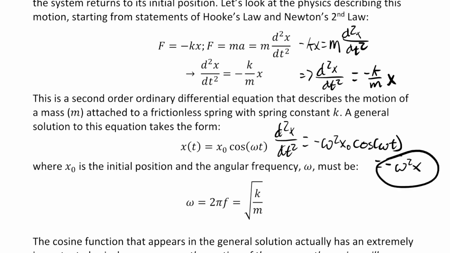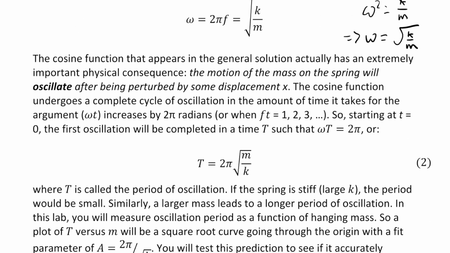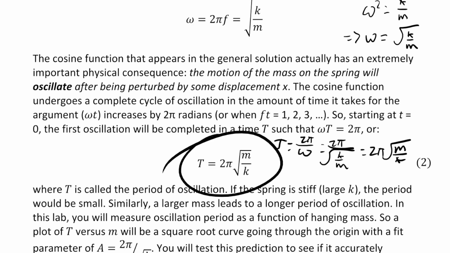And if we compare this equation with this equation, then we can see that omega squared must be equal to k over m, which implies that omega is the square root of k over m, which is what we see here. And this omega is the angular frequency of the oscillation of our spring. And if we want to find the period of oscillation of the spring, we have to recall that the period is equal to 2 pi over omega, which is equal to 2 pi times the square root of m over k, which matches what they write here.